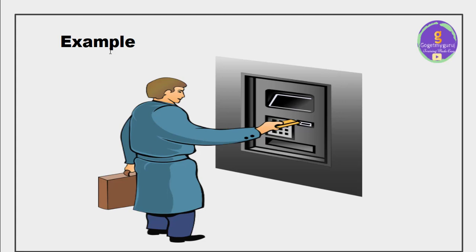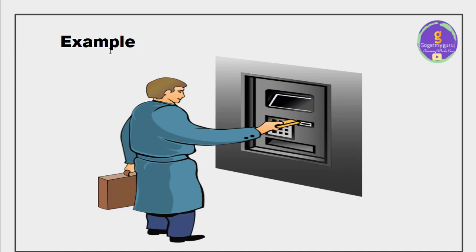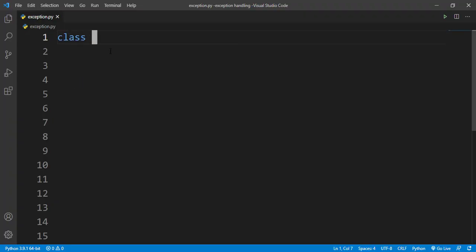Let us consider an example of an ATM machine. Assume that you go to an ATM to withdraw an amount and you enter a value for the amount. If your account does not have sufficient balance, the ATM machine throws an exception, that is, your account does not have sufficient balance. So let's implement this. Let's first create a class. I'll create a class BalanceCheck. This is derived from the base exception class.